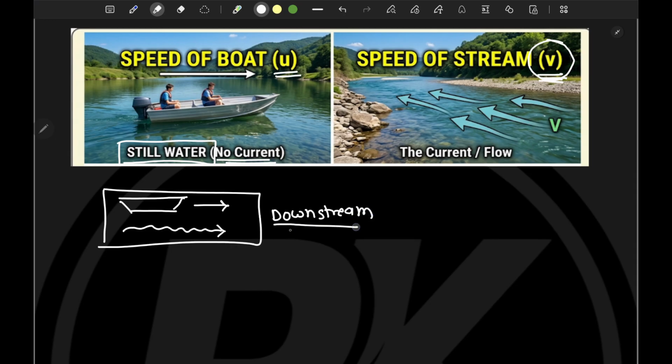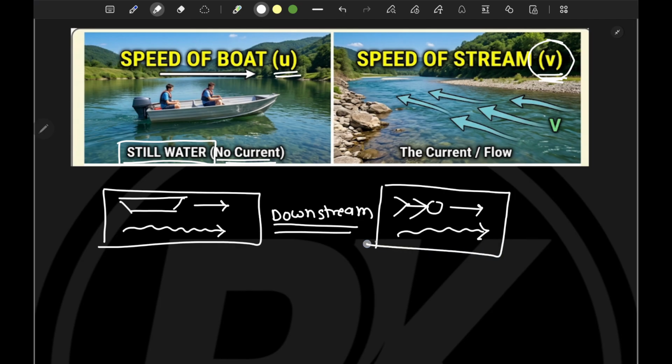So let us consider a person who is swimming in the water. He is going in this direction, and the water is also flowing in this direction. So we will say that the person is swimming in the downstream direction. This is one of the concepts we need to remember. And for downstream, we are going to use capital D.